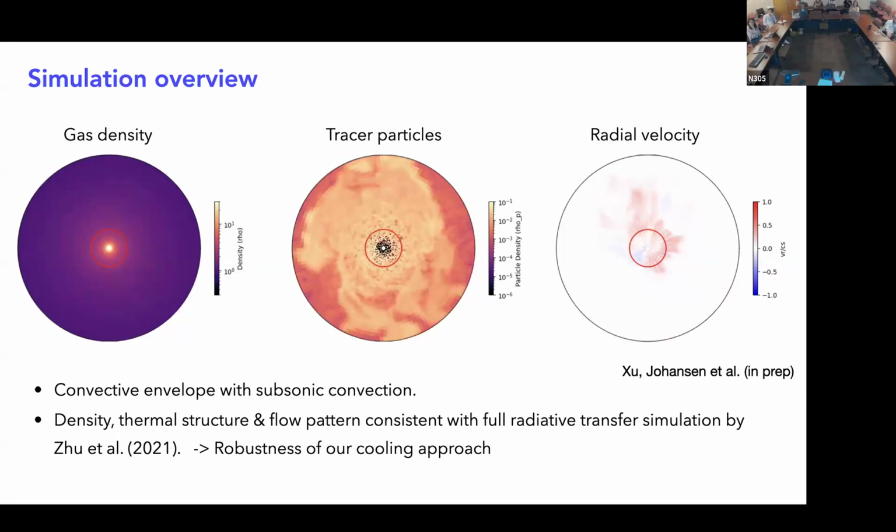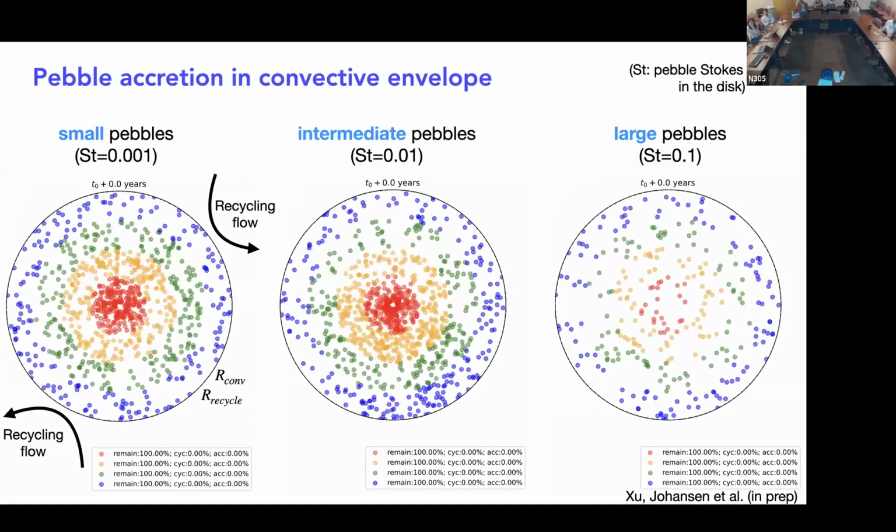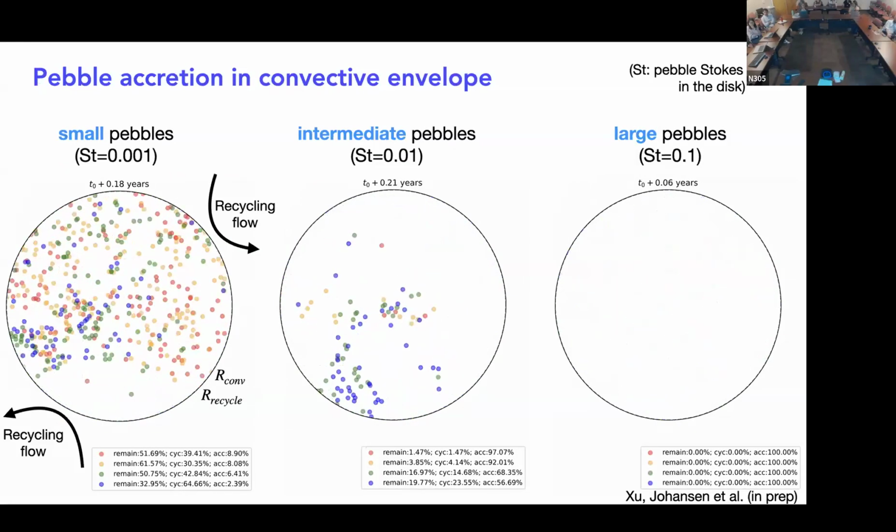I will skip the rest, but basically the point here is that, compared to previous studies, these are all consistent. Meaning that our numerical setup is making sense. It's a robust numerical setup to have this sort of convective envelope. And now it's time to look at the pebble accretion.